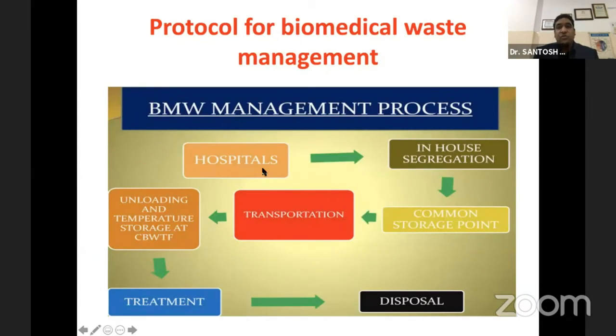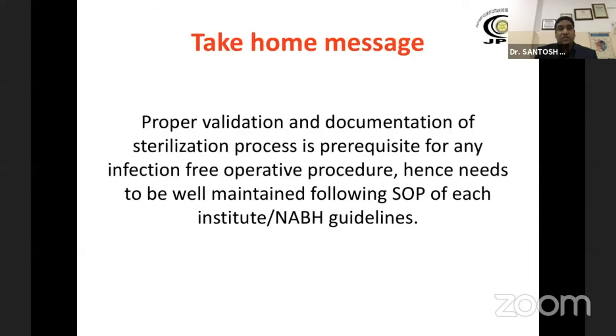And this has to be followed in this cycle. We should have in-house segregation of all items. There should be a common place for storage point, and it is transported by, usually in our hospital, we have given the responsibility to SANICLEAN, who does the transportation and unloading in different units, then treatment and disposal. So this covers most of the part of it.